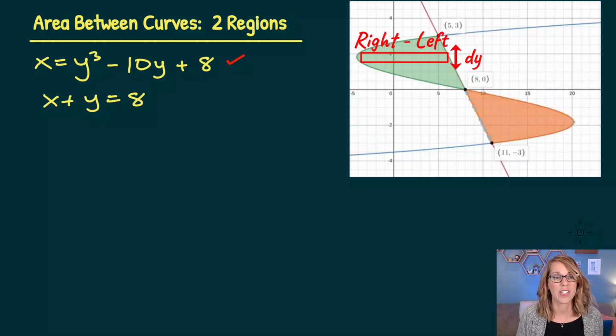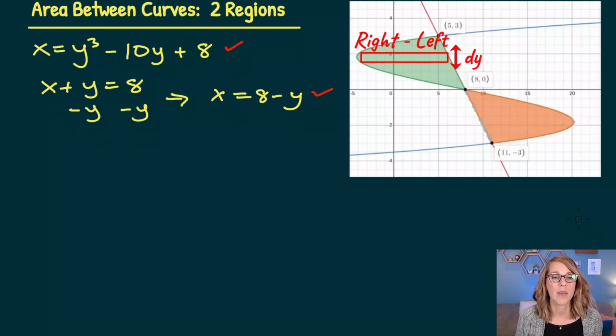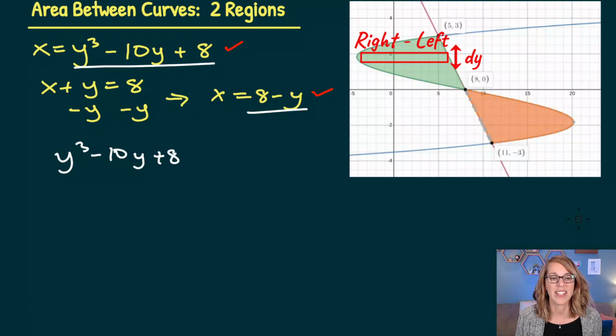To get the other function in the form that I need it, I just need to subtract a y from both sides. So for that second function, we're going to use x is equal to 8 minus y. So now I've got both of my functions, and I want to go ahead and find mathematically the points of intersection. We're going to use the y values from my points of intersection as our limits of integration. To do that, we're just going to set both of our functions equal to one another. So I end up with y cubed minus 10y plus 8 is equal to 8 minus y.